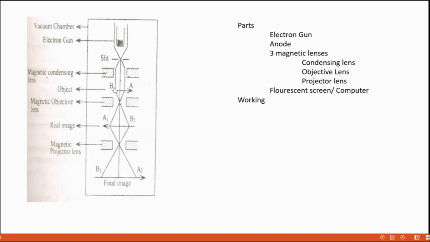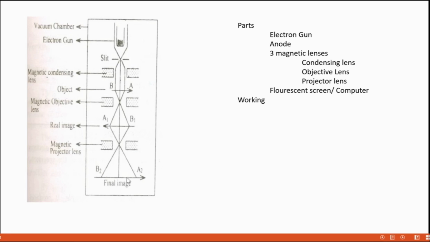And that object has one specialty. That object is transparent to the electron beam, and it can also scatter the beam that falls on it. Hence, the electron beam is scattered when it passes out of the object, passes through the objective lens and forms a real image here.